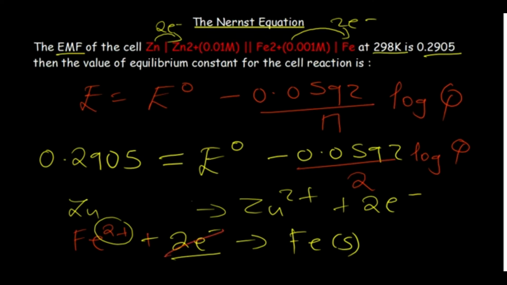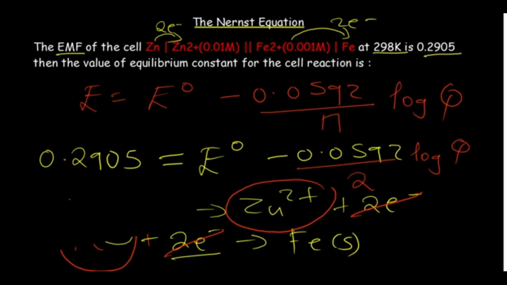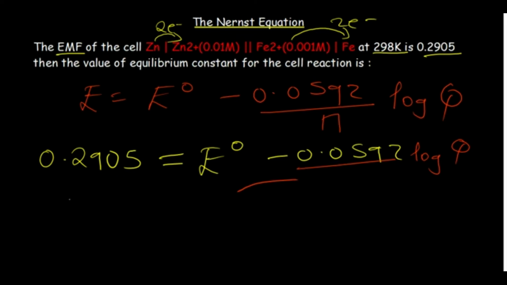So the electrons will cancel out. So what you notice is zinc 2 plus is what? Is a product, and then the iron 2 is our reactant. So those are the things of our interest here. So Q is always going to be given in terms of the reactants and the products. So it's products over reactants, of course raised to stoichiometric powers. Okay, so we're saying our Q is in terms of products over what? Over reactants.